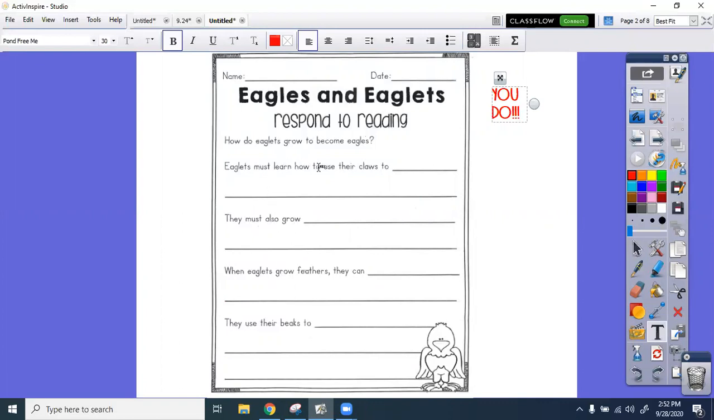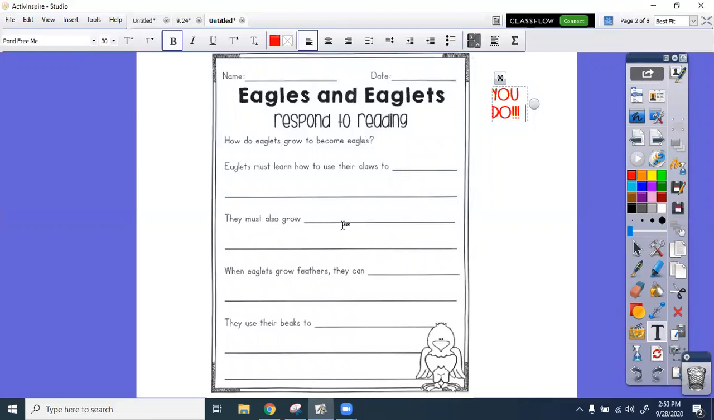So eagles must learn how to use their claws to do what? Look back in the story and then tell me. You're not going to your book and always underlining an answer, but you're going to use the book to help you find an answer. What do they use their beaks to do? When they grow feathers, they can do what? What else must they grow?